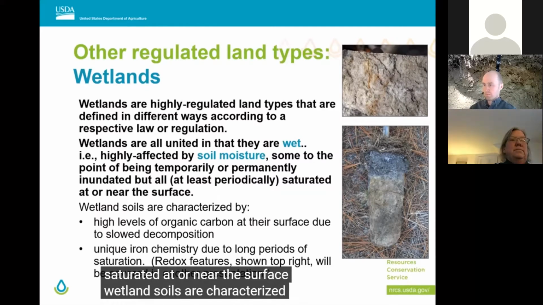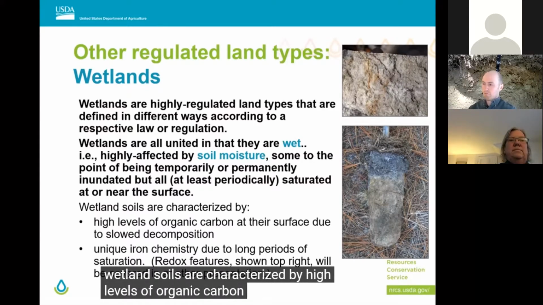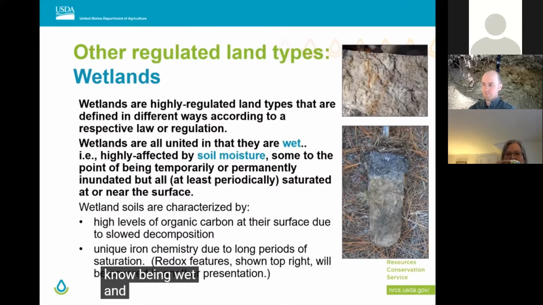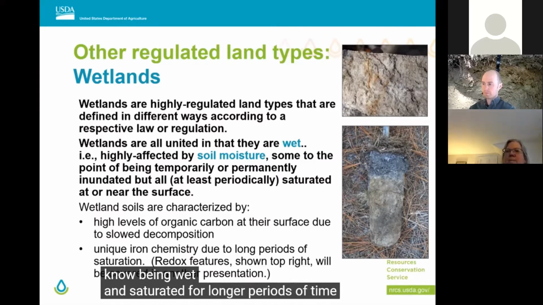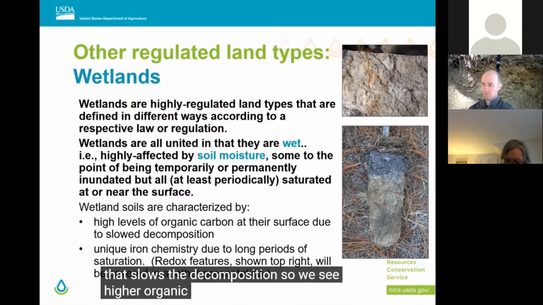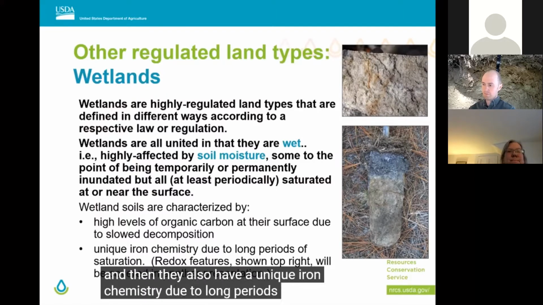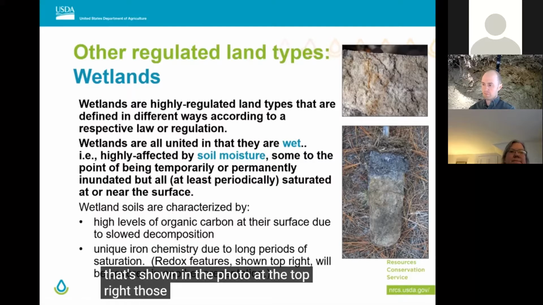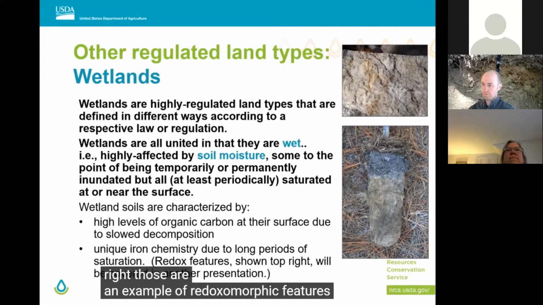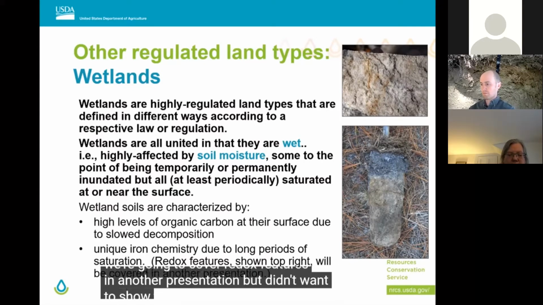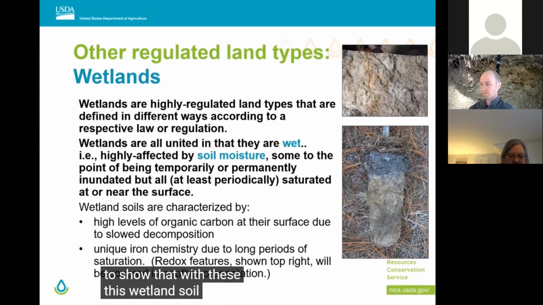Wetland soils are characterized by high levels of organic carbon at their surface, and that's because, being wet and saturated for longer periods of time, that slows the decomposition. So we see high organic matter in the surface. And then they also have a unique iron chemistry due to the long periods of saturation. That's shown in the photo at the top right. Those are an example of redoximorphic features. We're going to cover redox features in another presentation, but we didn't want to show that with this wetland soil profile here.